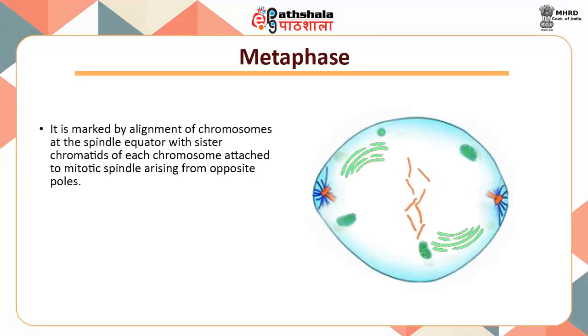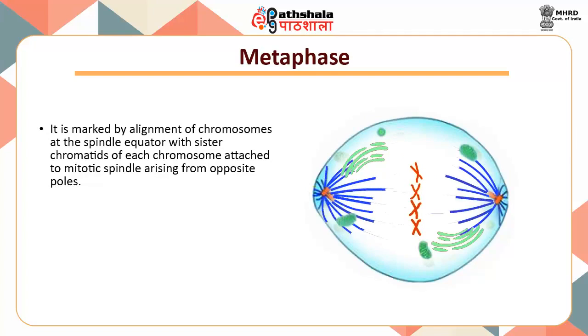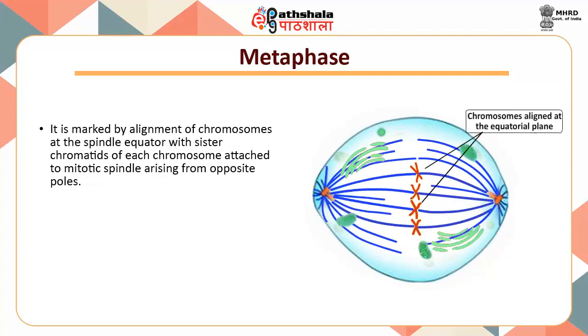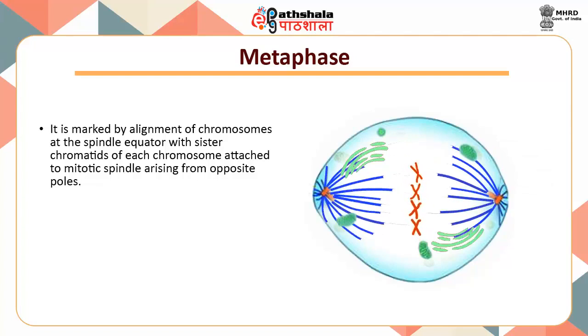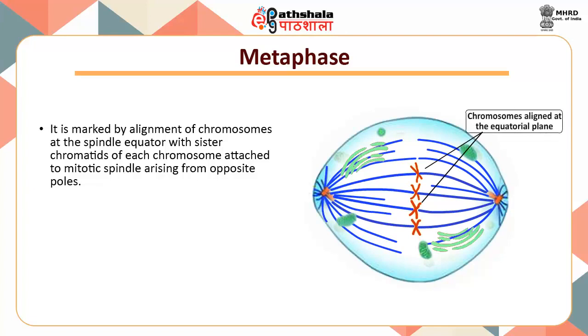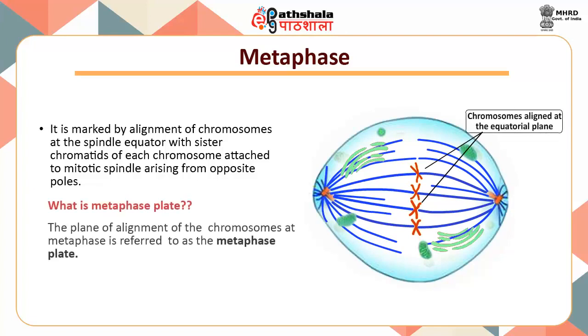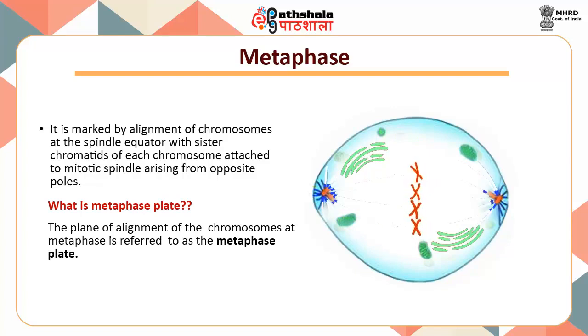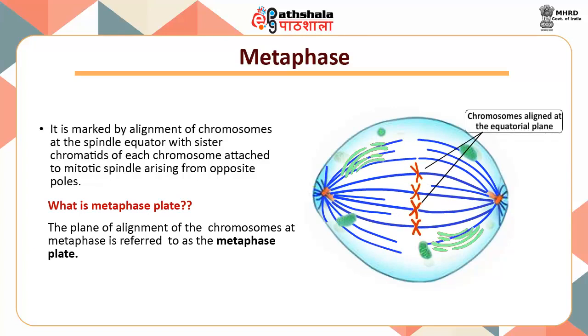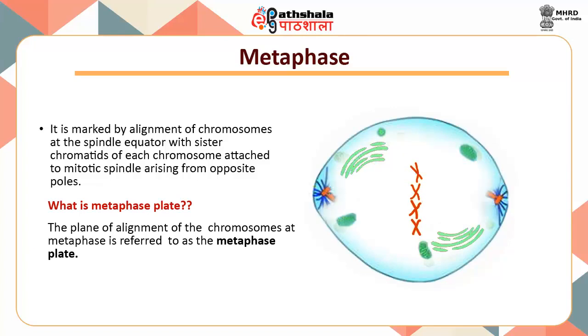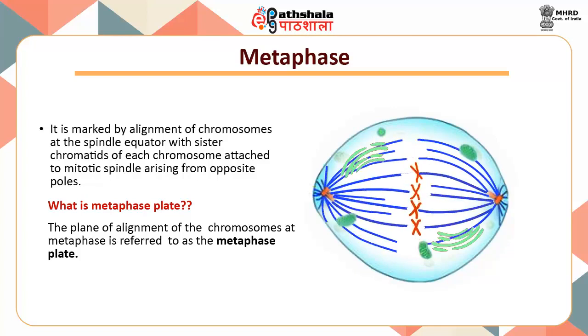Once all of the chromosomes have become aligned at the spindle equator, with one chromatid of each chromosome connected by its kinetochore to microtubules from one pole and its sister chromatid connected by its kinetochore to microtubules from the opposite pole, the cell has reached the stage of metaphase. The plane of alignment of the chromosomes at metaphase is referred to as the metaphase plate. The mitotic spindle of the metaphase cell contains a highly organized array of microtubules that is ideally suited for the task of separating the duplicated chromatids positioned at the center of the cell.